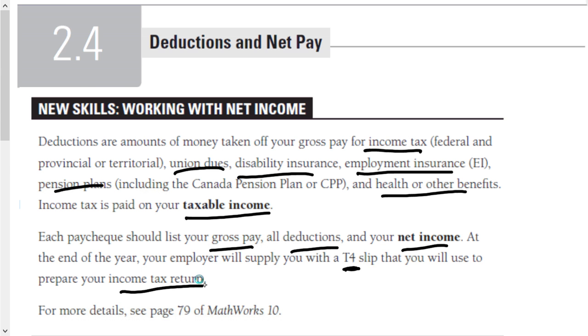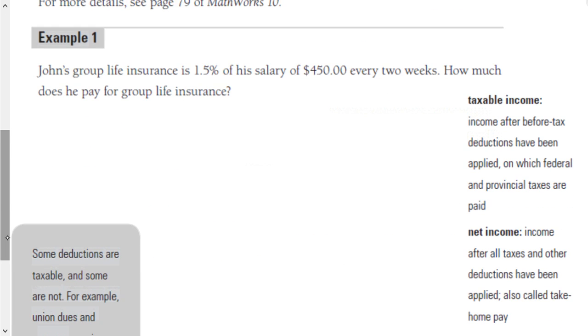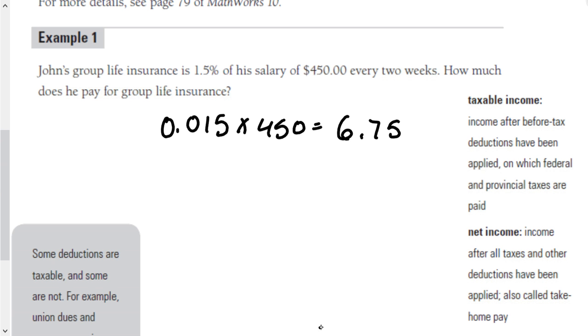your income tax return. John's group insurance is 1.5% of his $450 salary every 2 weeks. How much does he pay for group life insurance? So 0.015 times 450 is equal to $6.75. So he pays $6.75 per paycheck.